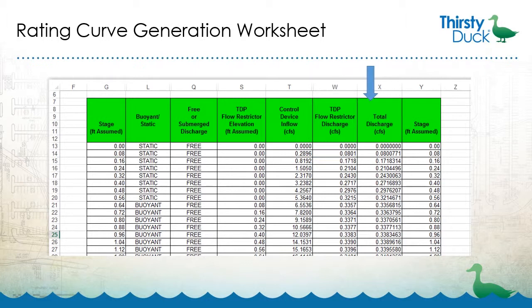The total discharge column indicates the system discharge rate. The value in this column is the lesser of the values displayed in the control device inflow and TDP flow restrictor discharge columns.